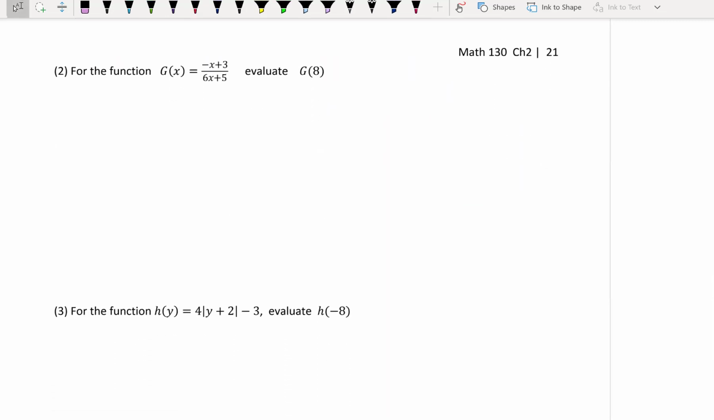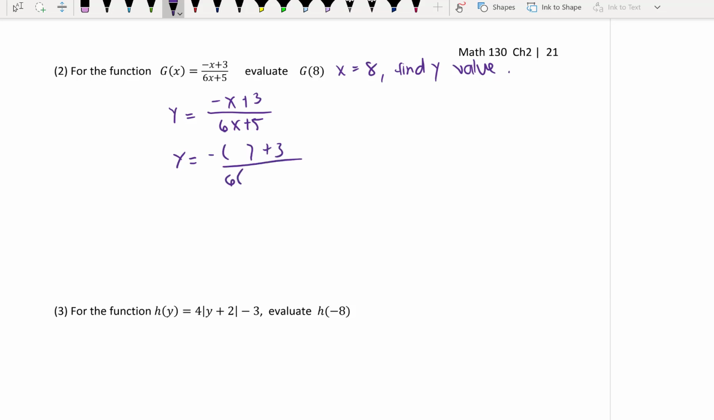Now for the second example, it says evaluate g of 8. So of course now this is saying that our x value is equal to 8 and we want to find the y value. We have that y is equal to negative x plus 3 over 6x plus 5. When we plug in the value for x, I'm just going to put parentheses around it so you know that's where I'm plugging it in. I'm plugging in x is equal to 8.